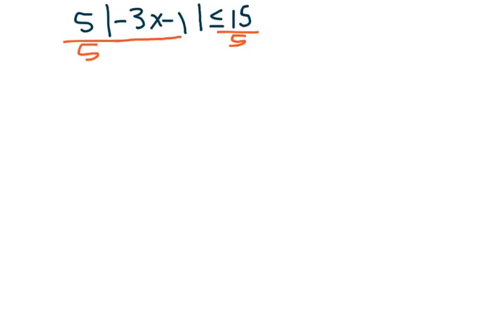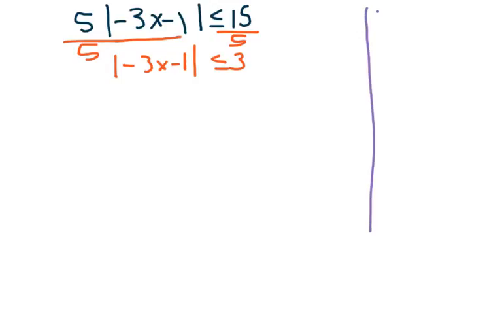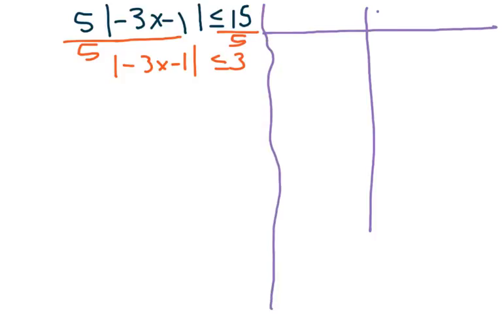And I get the absolute value of negative 3x minus 1 is less than or equal to 3. Now I do my table. Let me just draw a line here. So we're going to take away the absolute value, and you're going to get negative 3x minus 1 is less than or equal to 3. Just copy it down. And on this side, you flip the sign and switch the number from 3 to negative 3.